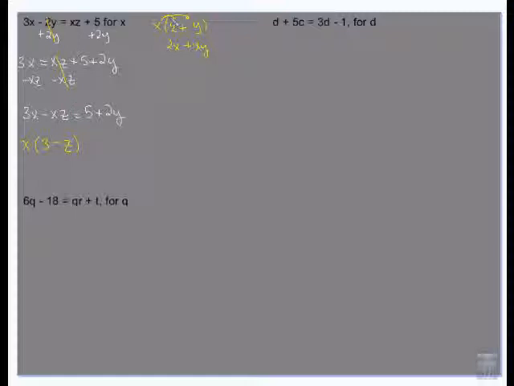So before, we would distribute the x in. Here I'm going to take the x out. And then once I've done that, to get rid of this 3 minus z, because it's being multiplied, I'm going to divide it by both sides, to where x will equal 5 plus 2y over 3 minus z.